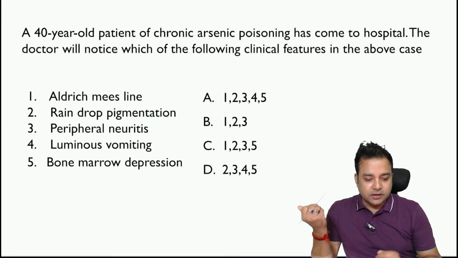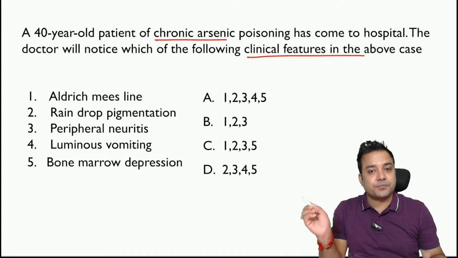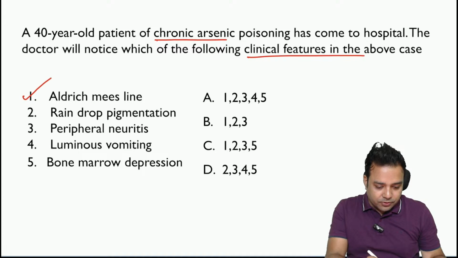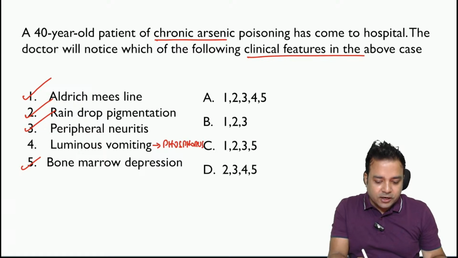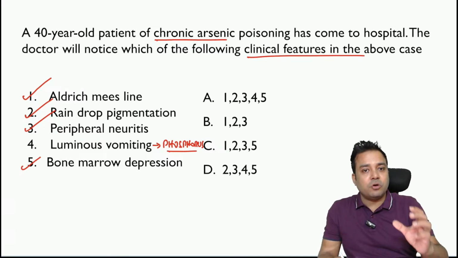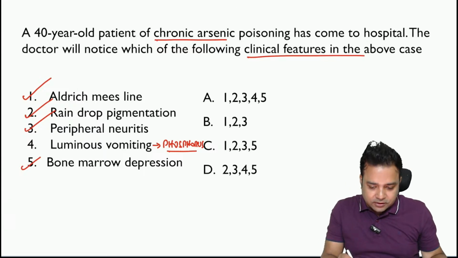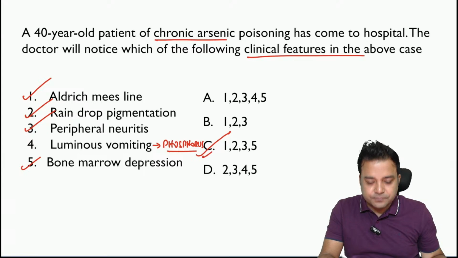Come to next one. A 40-year-old with chronic arsenic poisoning. What are the features? Aldrich-Mees lines is true. Raindrop pigmentation. This is true. This is true. This is a feature of phosphorus poisoning, not arsenic poisoning. Phosphorus is a luminous poison. It leads to luminescent feces and vomitus, called smoking stool syndrome, and then it damages the liver. So here the correct answer goes with 1, 2, 3 and 5. C is your correct answer.